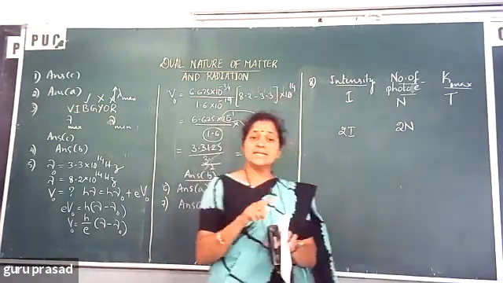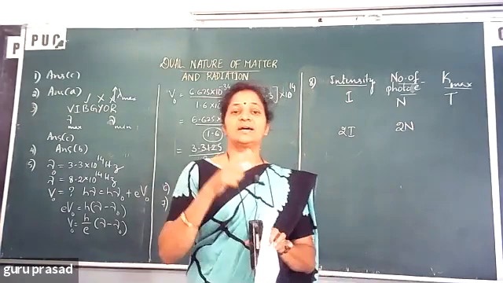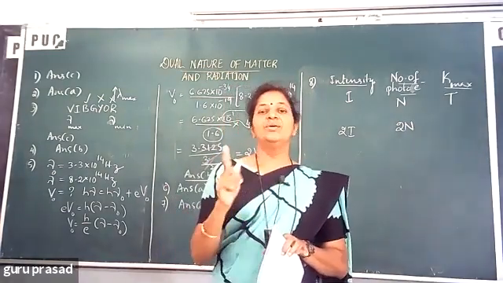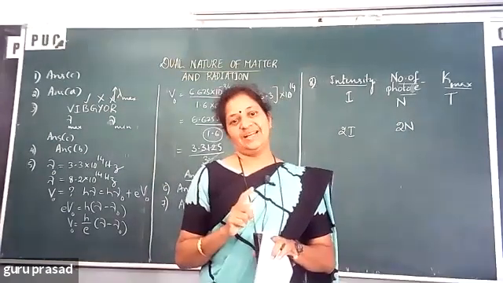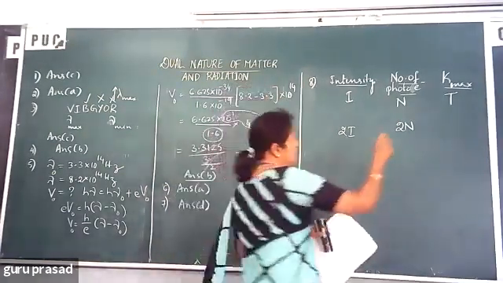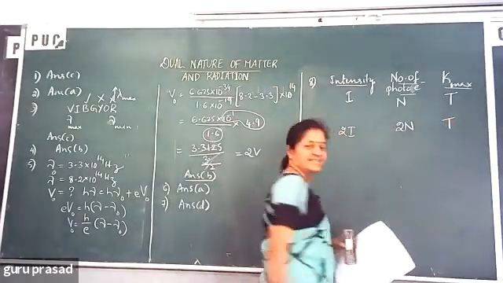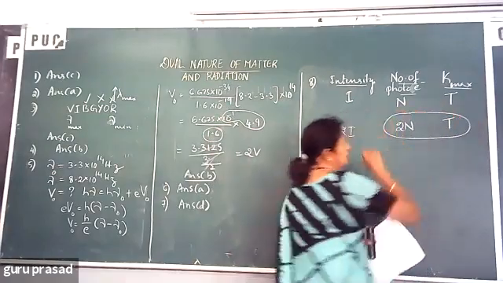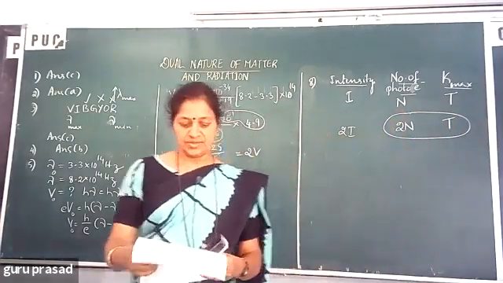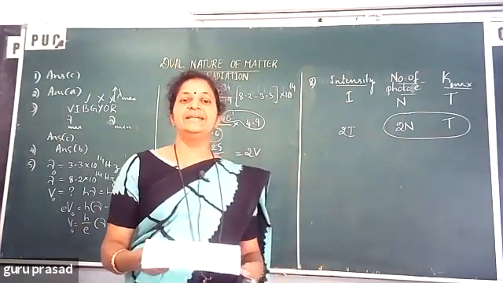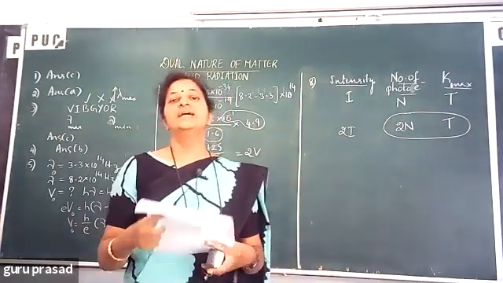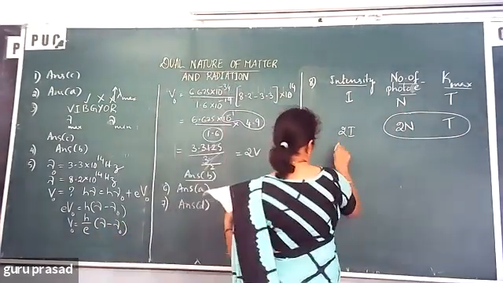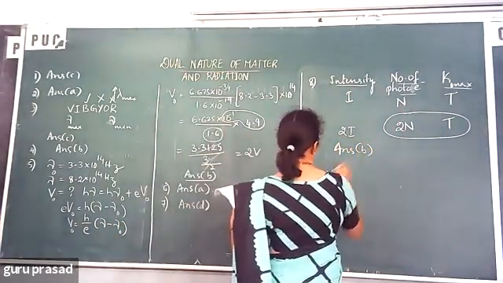But what is the effect of intensity on the kinetic energy? No change. If you change the intensity, current and number of photoelectrons will change, but kinetic energy remains the same. Therefore 2N and T: number of photoelectrons doubled, no change in maximum kinetic energy. So the answer is B. Answer B.